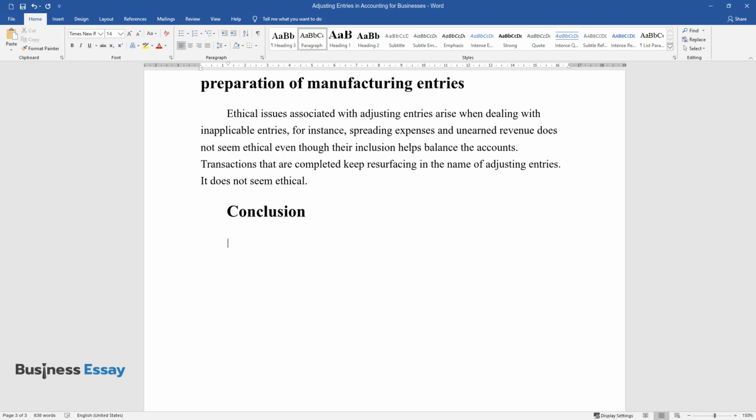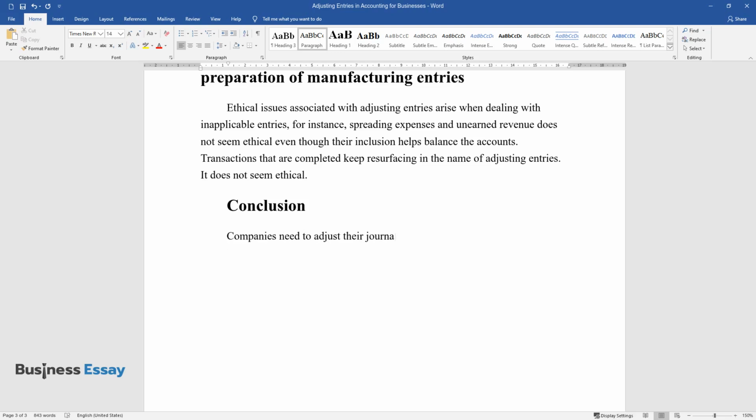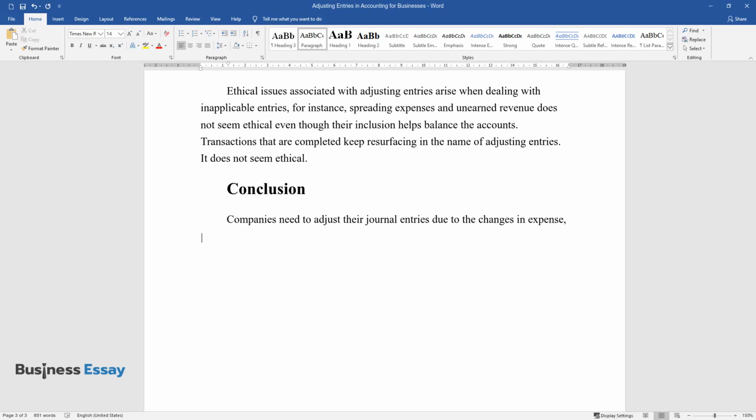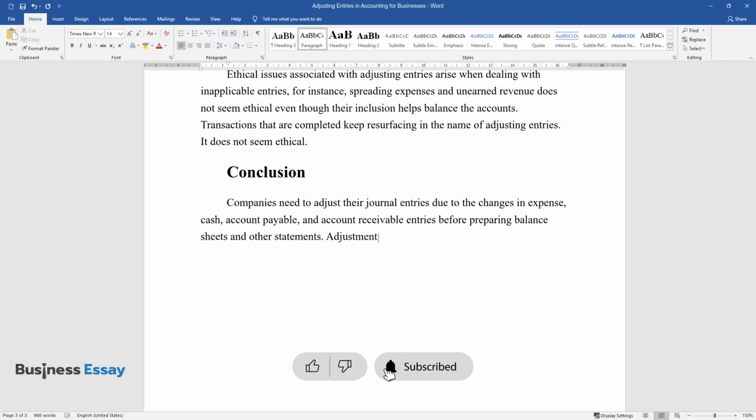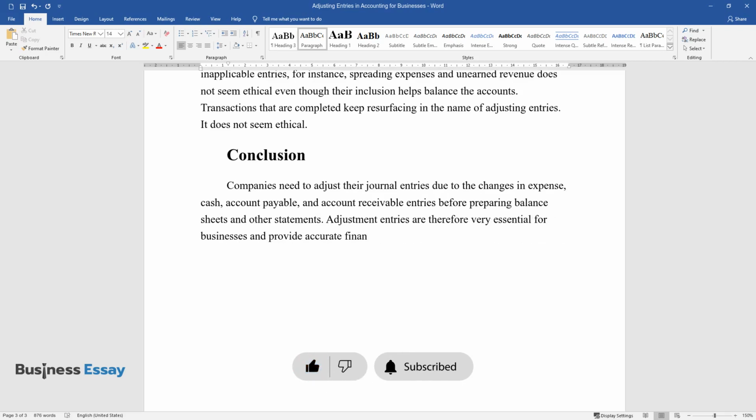Conclusion. Companies need to adjust their journal entries due to the changes in expense, cash, accounts payable, and accounts receivable entries before preparing balance sheets and other statements. Adjustment entries are therefore very essential for businesses and provide accurate financial statements.